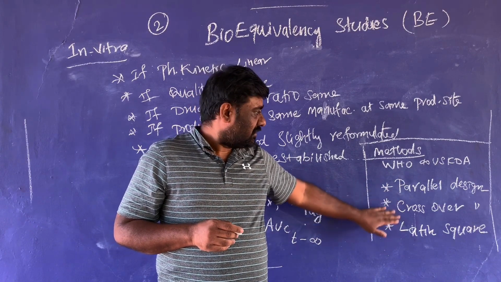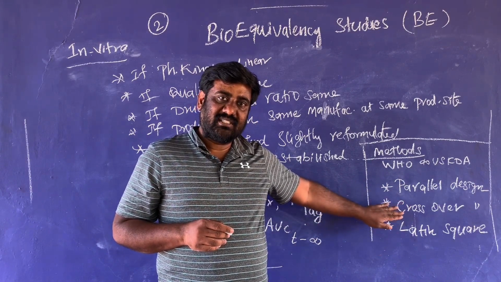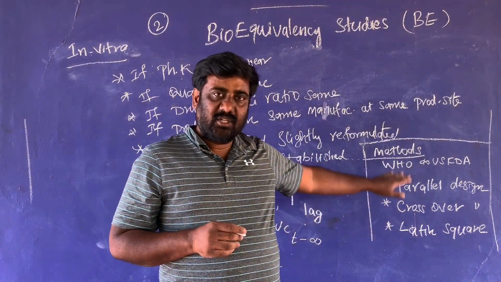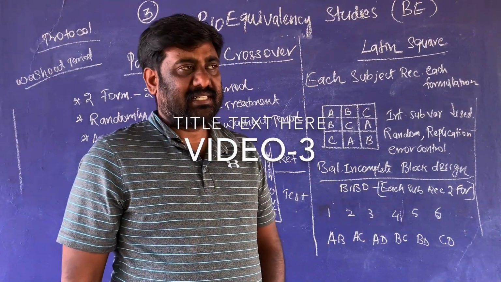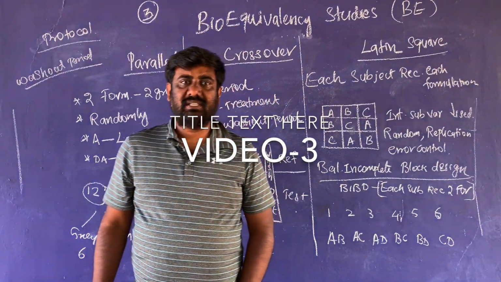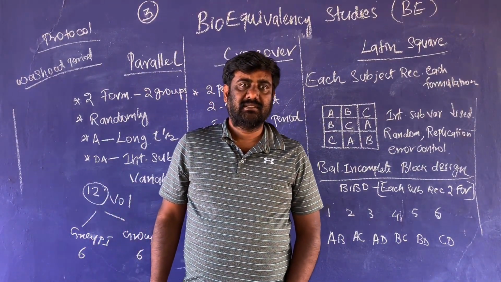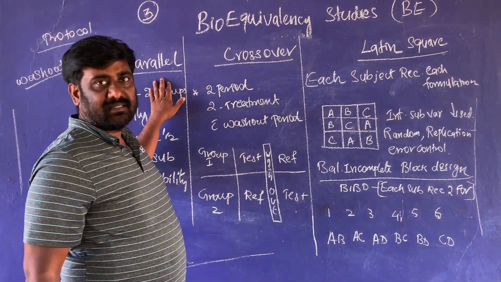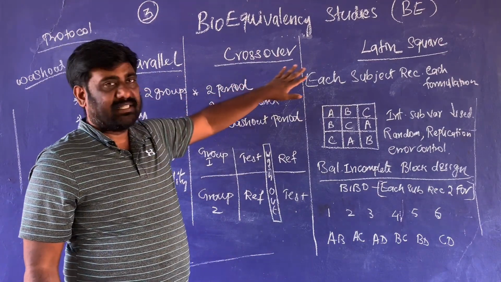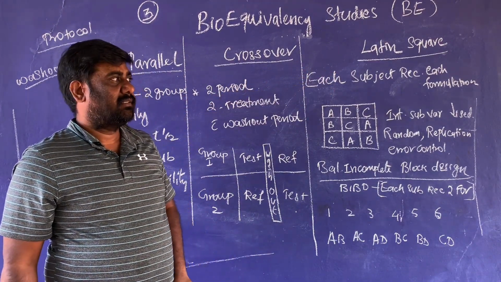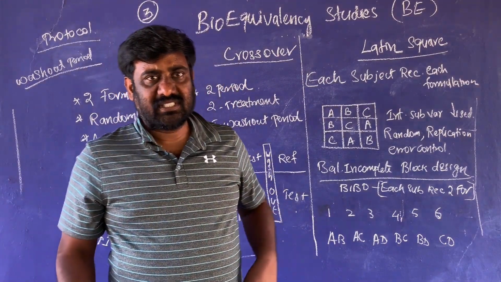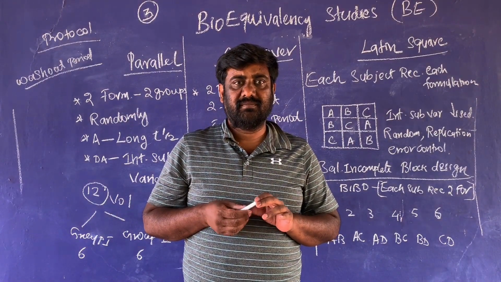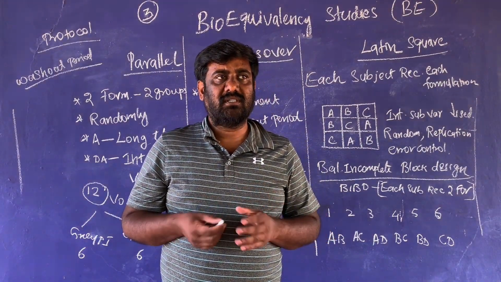Each and every design has its own advantages and disadvantages. Let us see individually about the designs and how each is performed. So there are three methods, as I said, to check the bioequivalency by the in vivo method: parallel design, crossover design, and Latin square design. Before starting these methods, the general protocol is formed. So what does general protocol mean?